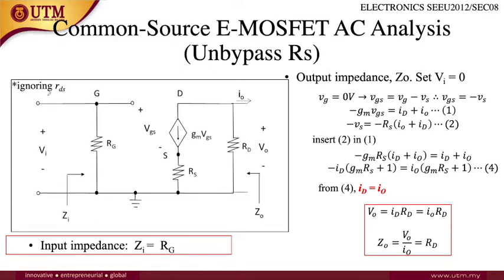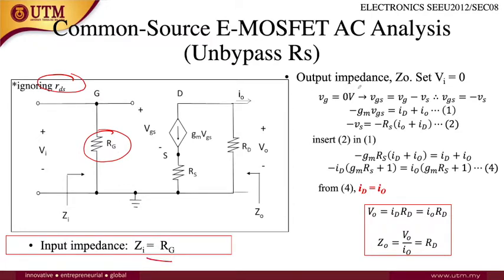In this case, just ignore the RDS. We assume the RDS is bigger. But in a real question, before ignoring the RDS, please check first the value of RDS. Is it too big or not? In this case we are ignoring the RDS. So the input impedance Zi, since it is located at this point, is parallel with RG, so Zi equals RG.